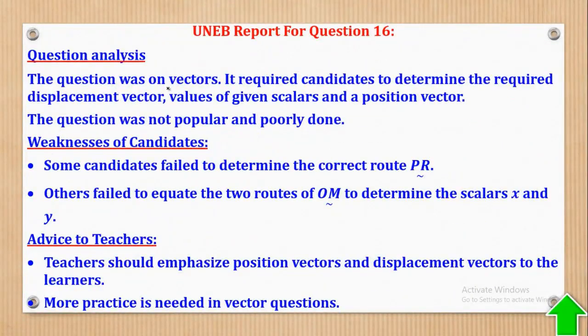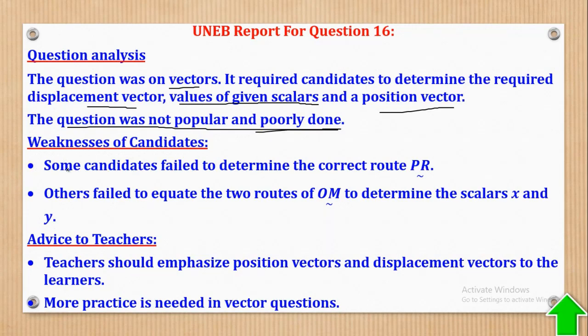So the question was on vectors, and it required candidates to determine the required displacement vector, values of given scalars, and a position vector. The question was not popular and poorly done. Not popular meaning that it rarely appears in the previous past papers, and poorly done means that of the candidates who attempted it, very few got it correct.